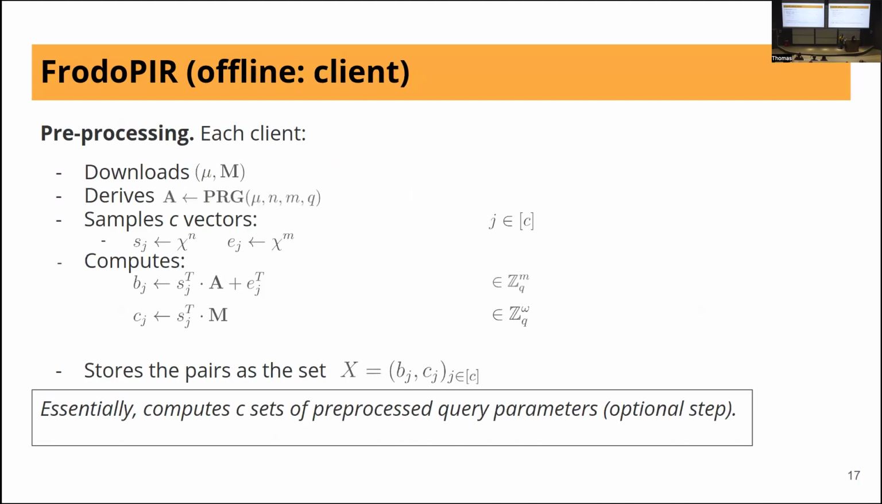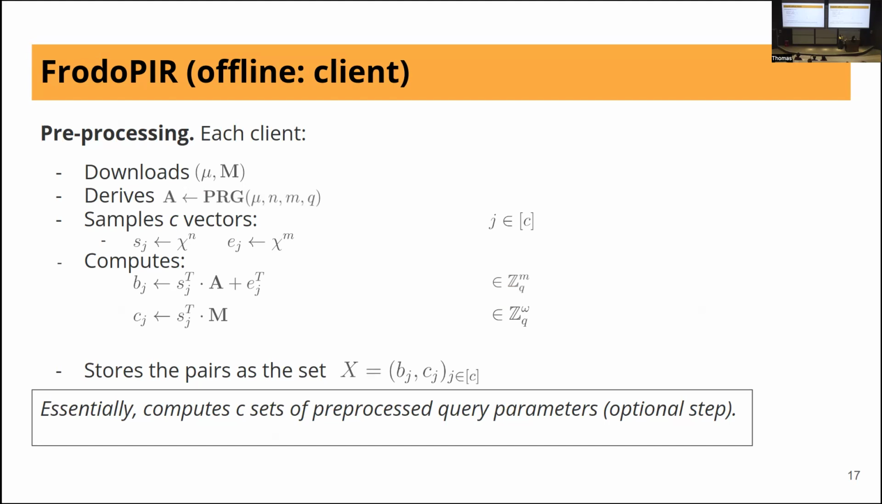The client in turn can also have a preprocessing stage that is also optional. If you read the SimplePIR paper, you will realize that this step is not in that paper because this is optional. But again, this step is not going to be dependent on the specific query that later the client is going to be sending. What does the client do? They basically download from this public repository the mu and the M. Then they also can derive this specific matrix because they have the seed, right? So they can derive A again.